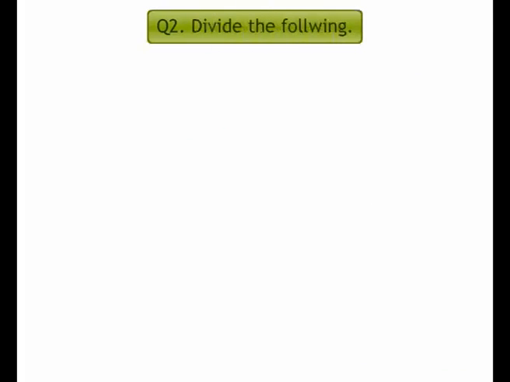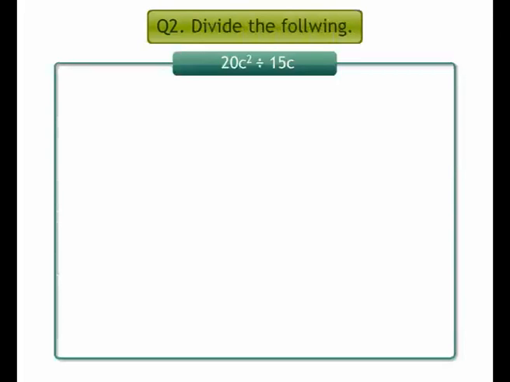Let us now solve question 2. Divide the following: 20c squared divided by 15c. This is again very simple. As we have learnt earlier, it means 15c when multiplied by some polynomial will give you 20c square. Let that some polynomial be x. Therefore, 15c into x is equal to 20c square. To get x, we divide the coefficient of one monomial along with its variable with the coefficient of the other monomial along with its variable.